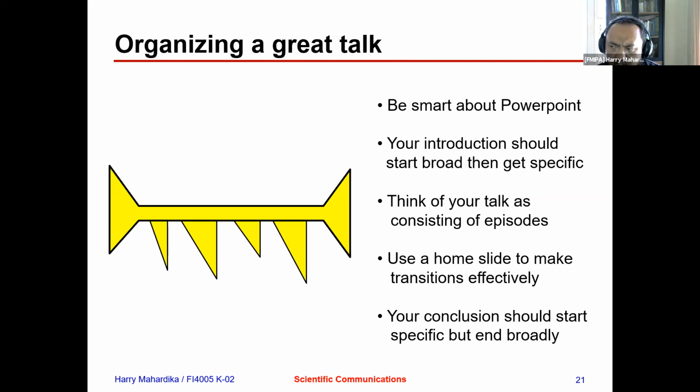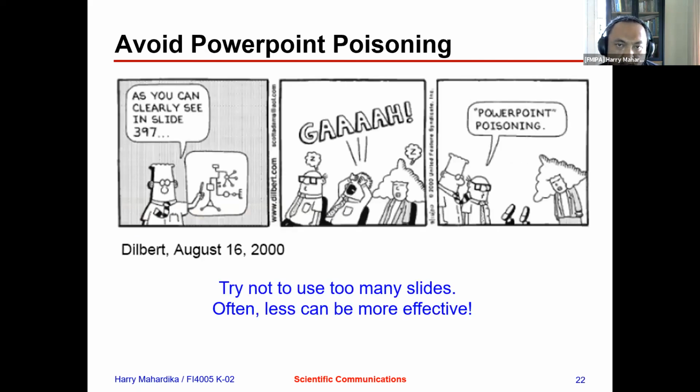Or you can basically tell us in the title, at the top of the slide, that you are in a certain section, and then you move on to the next one. It is true for a short talk. For example, if you are giving a 15-minute defense talk, you don't need to make a transition slide from section to section. And then your conclusion should start specific but end broadly.